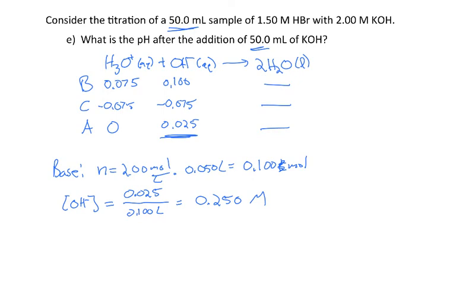And so I can find now the pOH. For the pOH, I get 0.602. So then the pH is just 14 minus the pOH. And for pH, I get 13.398.